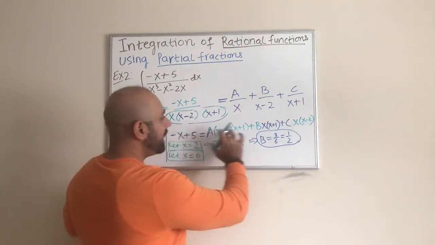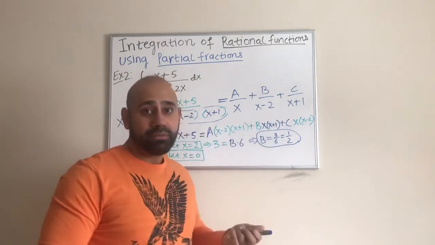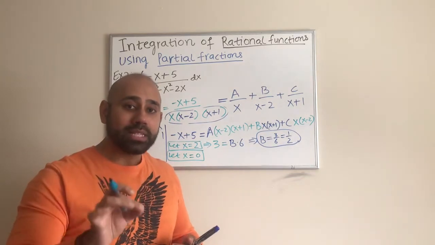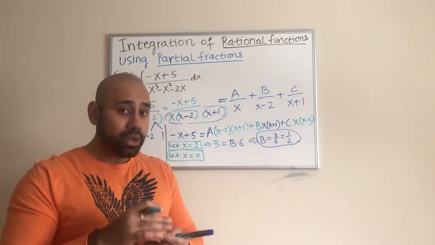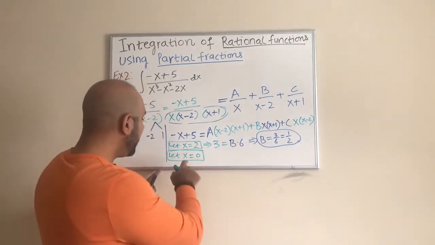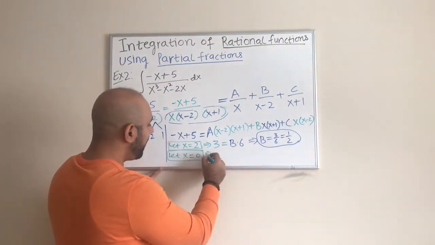So guys, once you set this up, basically I'm looking at this right hand side, and from there I'm deciding what values I should pick for x so that I can isolate or eliminate some of the variables or some of the terms and solve for a, b, and c. Okay, let x equal to 0. If x equals 0, on the left hand side, it's just going to be 5.